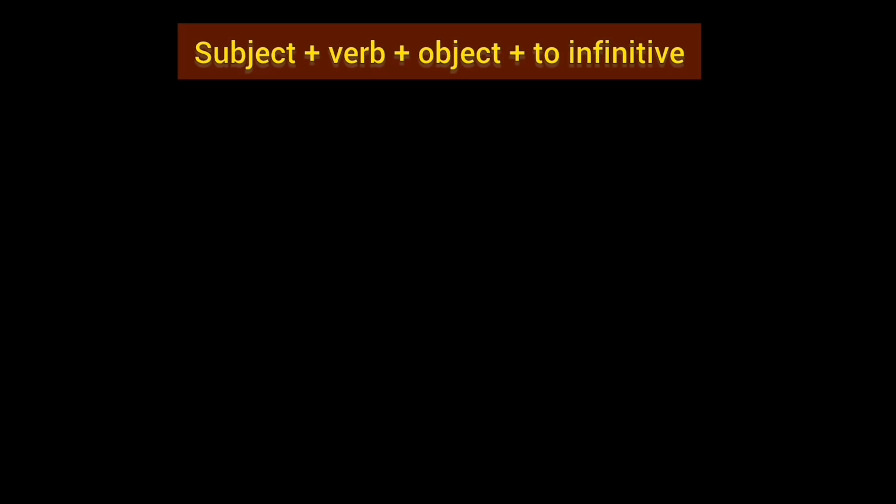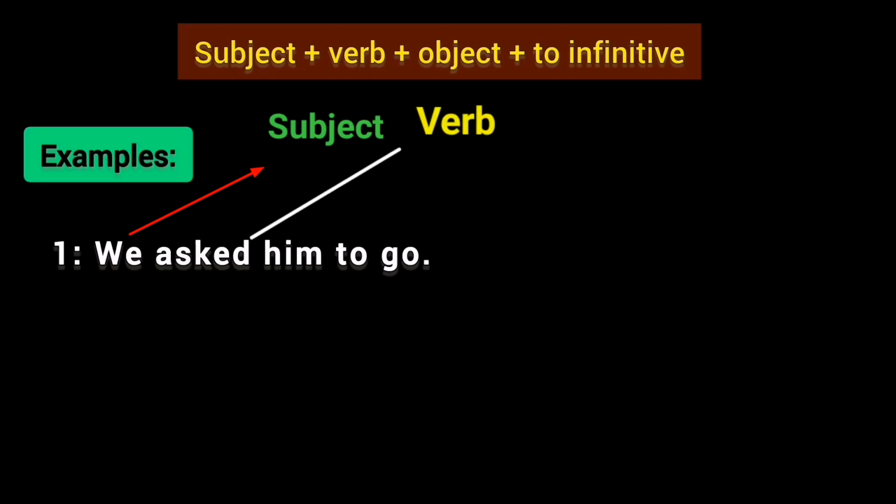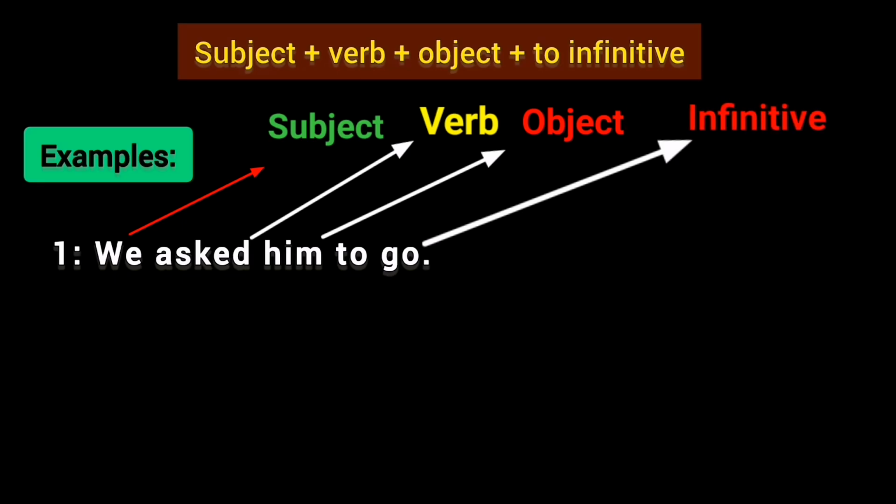This is another structure which is used to show command, request, and warn someone to do something. Let me give you examples, then you will understand it. We asked him to go. Look at this example. Here the pronoun, we, is the subject, and asked, is the verb, and the pronoun, him, is the object, and to go is the to infinitive. Actually, this sentence is used to show a request that we requested him that he should go.